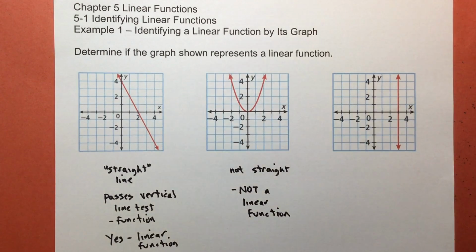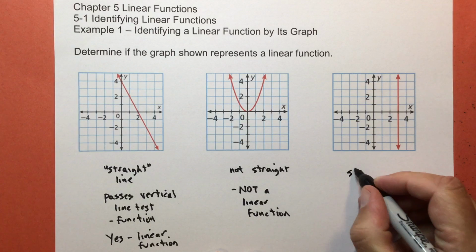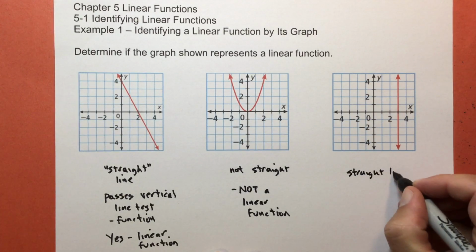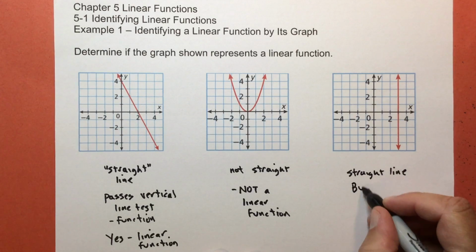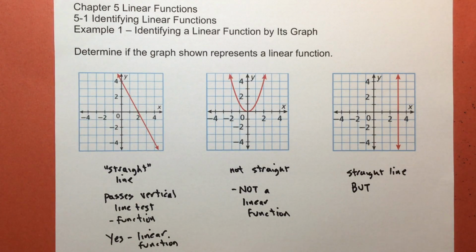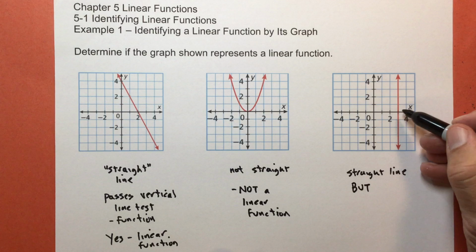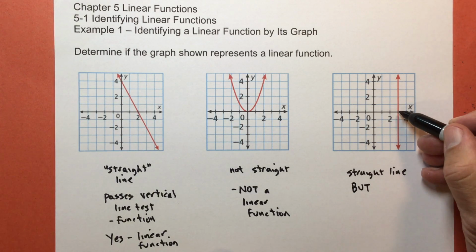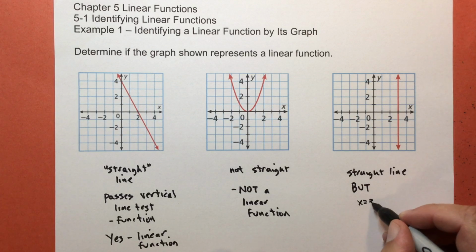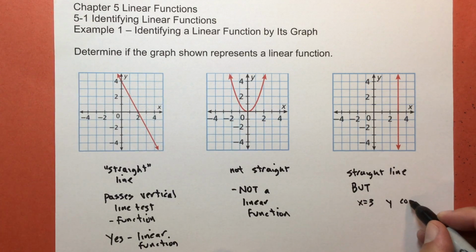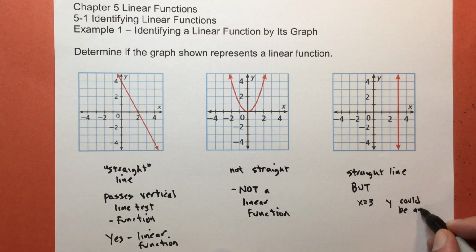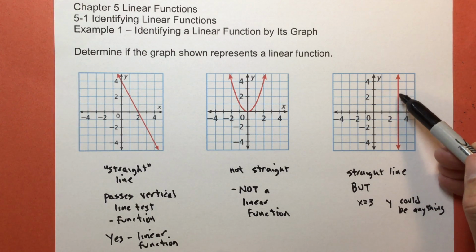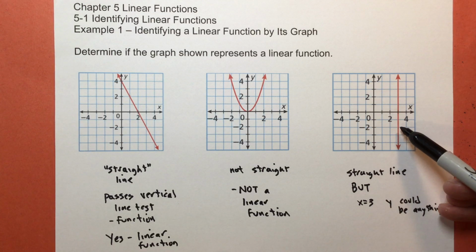All right? For the third one, now this is where it gets tricky, because it does look like a straight line. But it does not pass what we call the vertical line test, because it is a vertical line. Every x here, the x, which equals 3, the y could be anything. So I've got 3, 0, 3, 1, 3, 2, 3, 3, 3, 4, 3, negative 1, 3, negative 2.